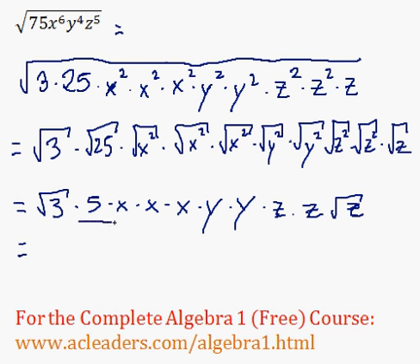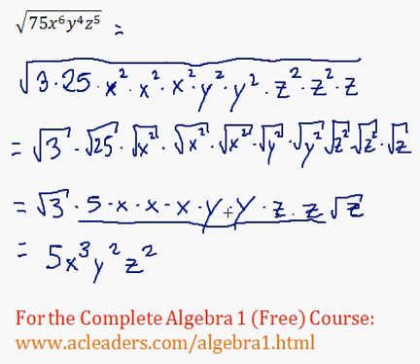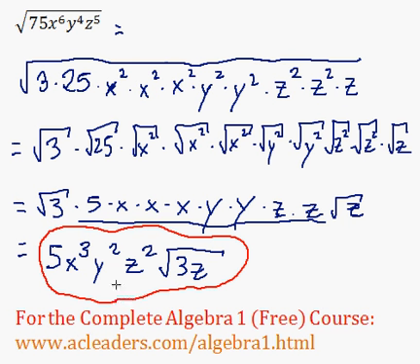Nice. At this point, we can combine everything outside of the radicals. And we have 5 x to the 3, because we have 3 x's being multiplied, times y squared, times z squared. Now, we just combine the root 3 and the root of z, because they're the only elements there that are within a square root. And this is our final answer. 5x cubed, y squared, z squared, root 3z.